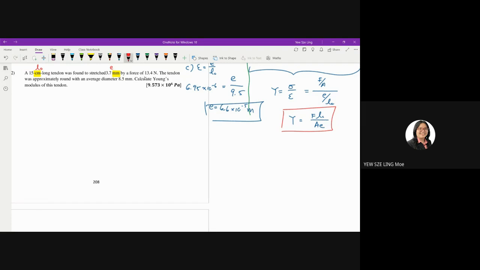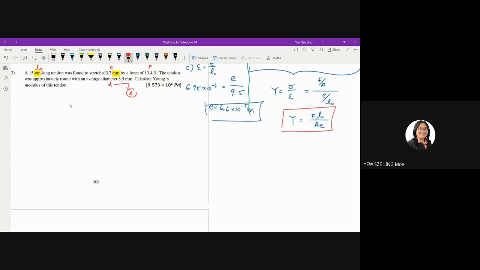So by a force of 13.4 Newton, so you have a force, and the tendon was approximately round with an average diameter. So you are given a diameter. Now why do you need the diameter in this question? Well, because you want to calculate the area. Whenever you are given a diameter, it means you need to calculate the cross-sectional area. So given D equals 8.55 mm, calculate the Young modulus of this tendon.